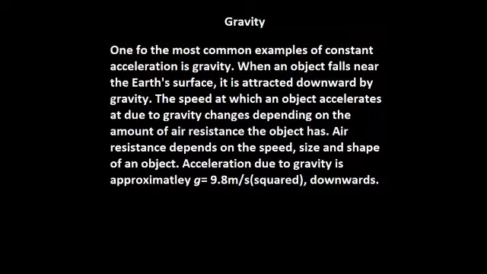The final topic I'll be talking about today is gravity. One of the most common examples of constant acceleration is gravity. When an object falls near the Earth's surface, it is attracted downwards by gravity. The speed at which an object accelerates due to gravity changes depending on the amount of air resistance the object puts out. Air resistance depends on the speed, size, and shape of an object. Acceleration due to gravity is approximately g equals 9.8 meters per second squared downwards.